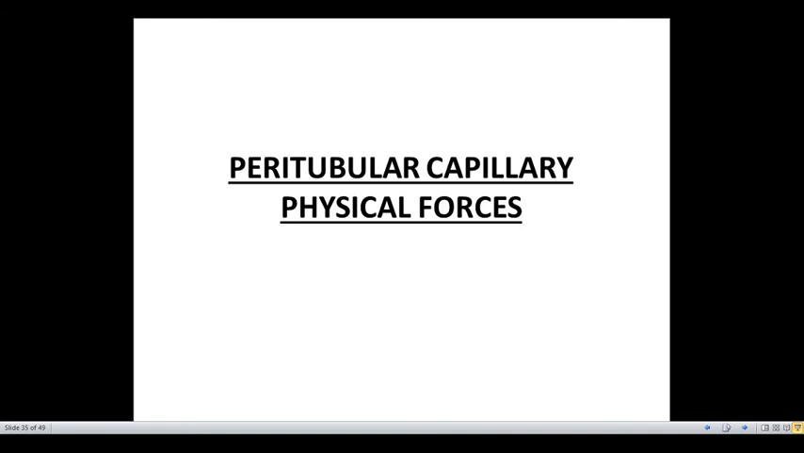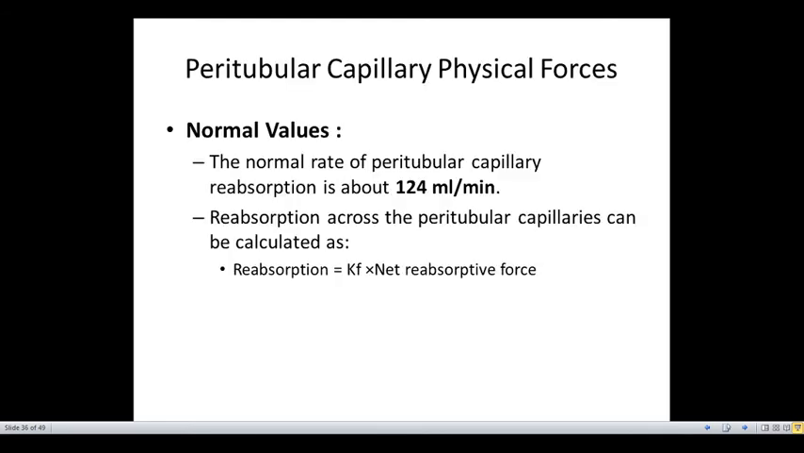So let's study the peritubular capillary forces. The normal rate of peritubular capillary reabsorption is about 124 milliliters per minute. And reabsorption across the peritubular capillaries can be calculated as equal to Kf multiplied by net reabsorptive force.